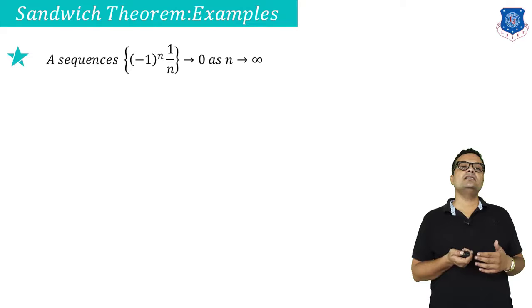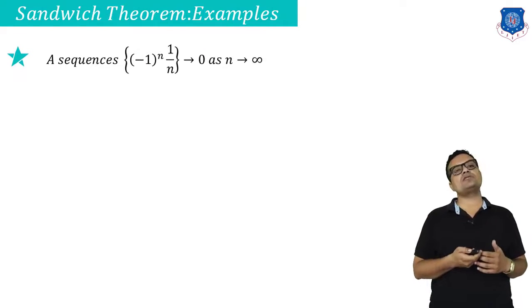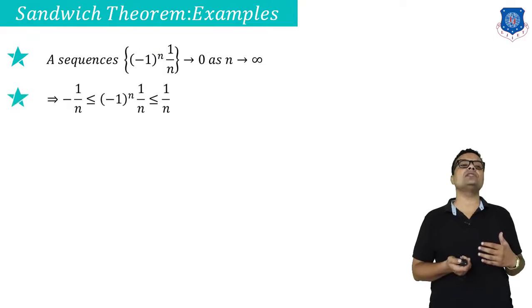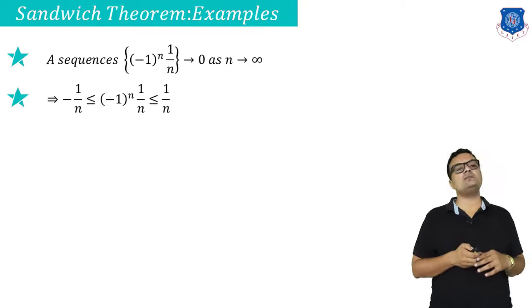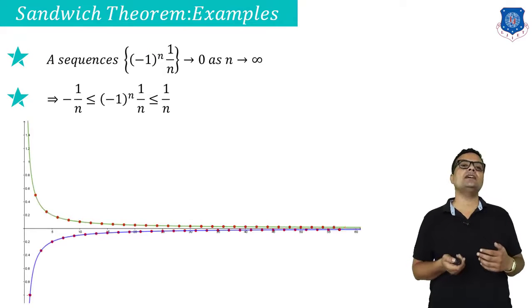Now let us consider one more example. If I take fluctuating values, minus 1 raised to n times 1 by n, then this is also tending to 0 as n tends to infinity. Here again I am taking the same case: minus 1 by n is less than or equal to minus 1 raised to n into 1 by n, less than or equal to 1 by n.